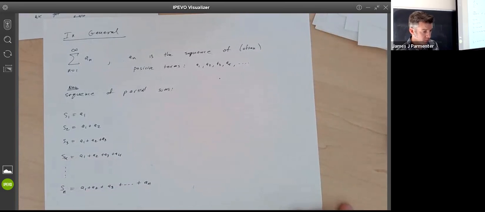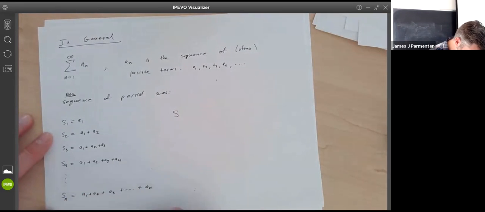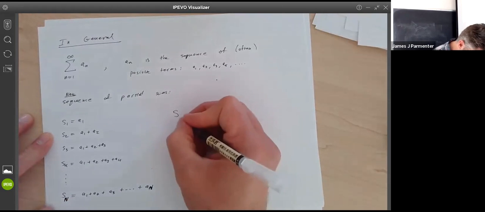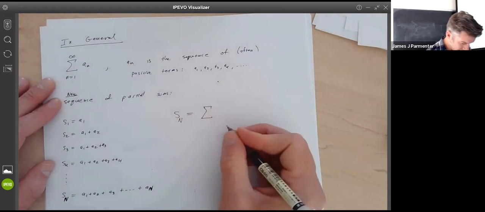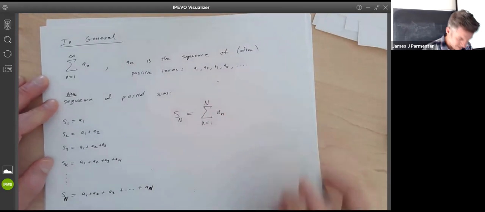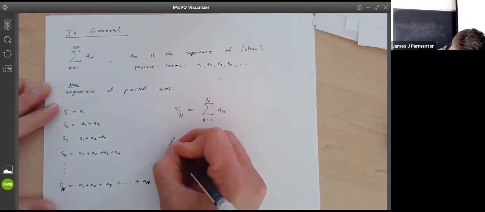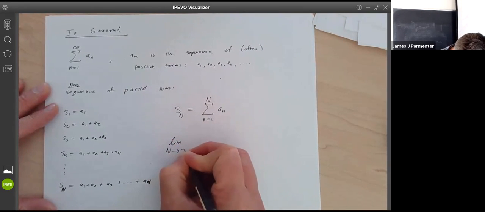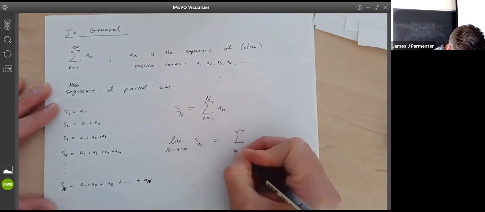So here's the idea. S sub, I should probably use a capital N there because that's more standard. So the Nth partial sum is this. It's the sum from n equals 1 to capital N of a sub n. Well, great. Then I can do this. The limit as capital N goes to infinity of S sub N is going to be the infinite sum.